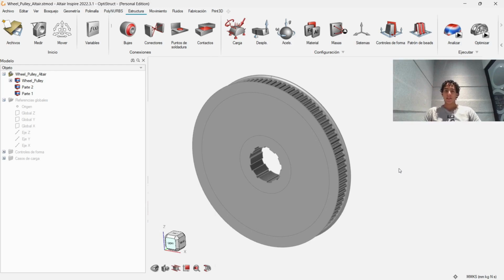I am a mechatronics engineering student at the Tecnológico de Monterrey University in Mexico City, and this is my submission to the Altair Global Student Contest. This is the part I chose.